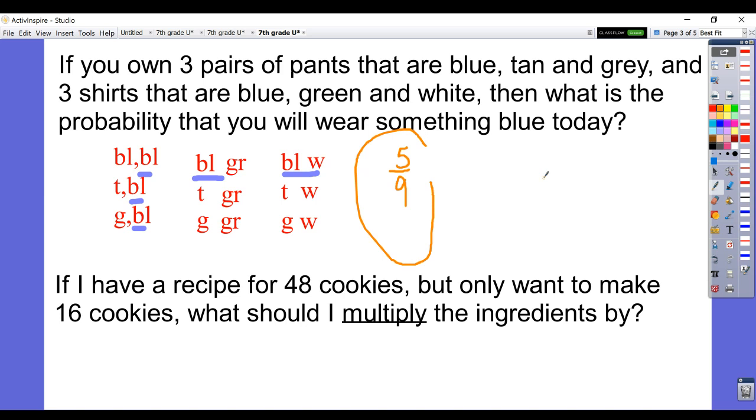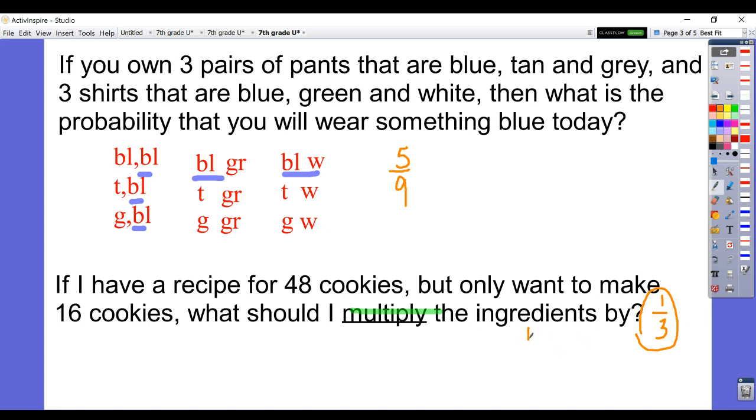Next question says, if I have a recipe for 48 cookies, but I only want to make 16, what should I multiply the ingredients by? Keyword, of course, here is multiply. Most people would say, well, 48 divided by 3 is 16, and that's true. But what is the same as dividing by 3? Multiplying by 1/3. So that's what they're getting at there. If you're saying that you would divide by 3, that's the same as multiplying by 1/3.